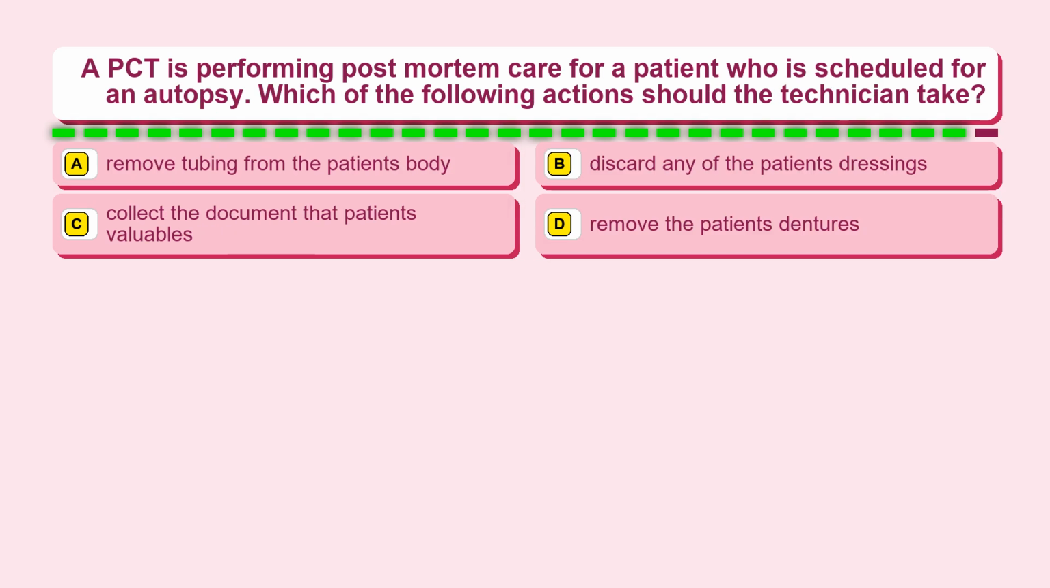Question 73. A PCT is performing post-mortem care for a patient who is scheduled for an autopsy. Which of the following actions should the technician take? Option A, remove tubing from the patient's body. Option B, discard any of the patient's dressings. Option C, collect and document the patient's valuables. Option D, remove the patient's dentures.